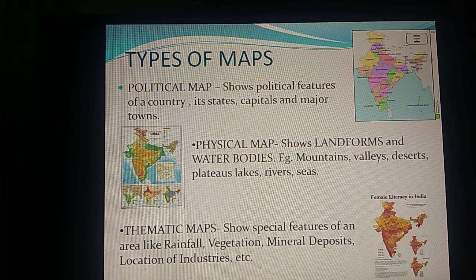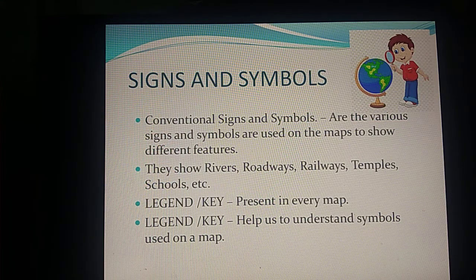Now, there are different types of maps, like the political map, the physical map, and thematic maps. Political maps show you the political features of a country, its states, capital, and major towns. Physical maps show landforms like mountains and valleys, etc., and water bodies like rivers and seas. Now there are various signs and symbols used on maps that show different features. They show rivers, roadways, railways, temples and schools, etc. A very important part of the map is the legend or the key, which is present in every map, and it helps us to understand the various symbols used on a map.